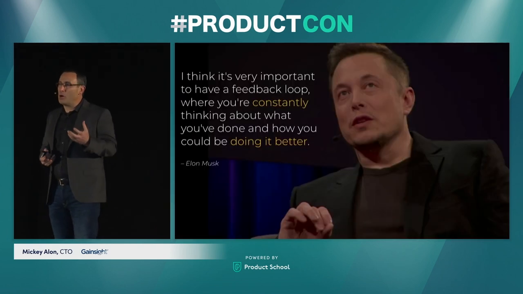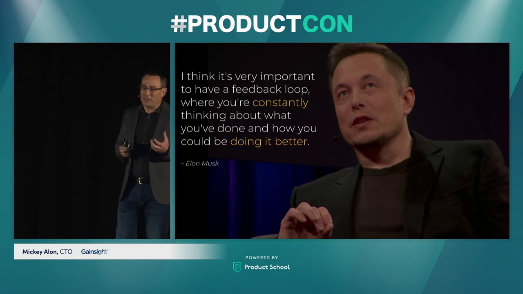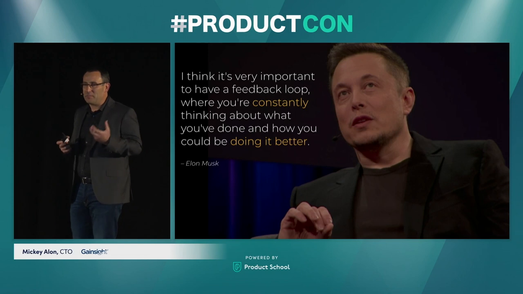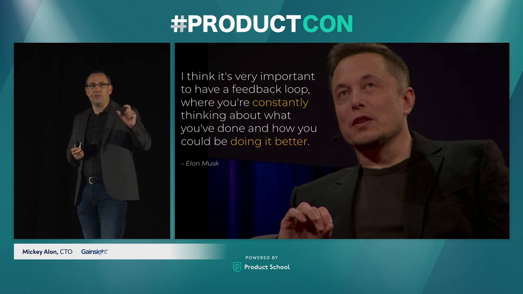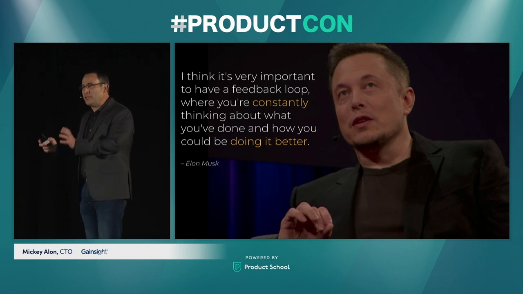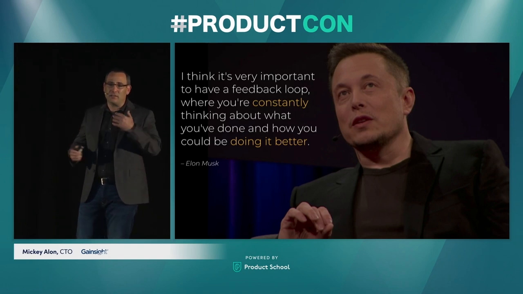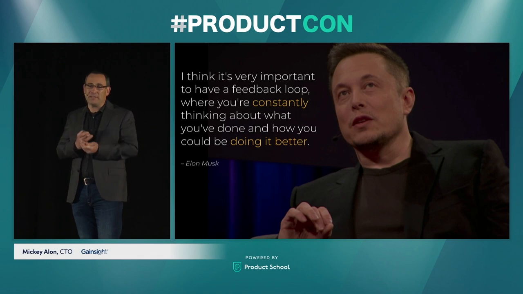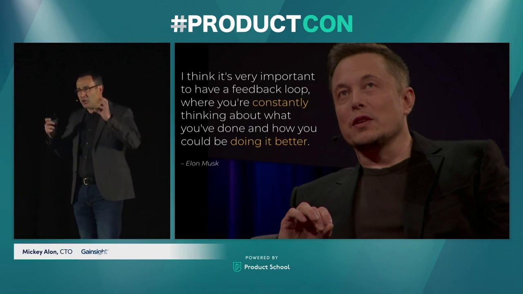One of the best quotes I like from Elon Musk is, when you're constantly thinking about what you've done and how you could be better, you can actually make better products. You want to go back to these core features that you already released maybe 6 months ago, maybe 2 years ago. These are the core bread and butter of your product, but now your customers potentially expect more. They may want them to be simplified or richer in functionality.